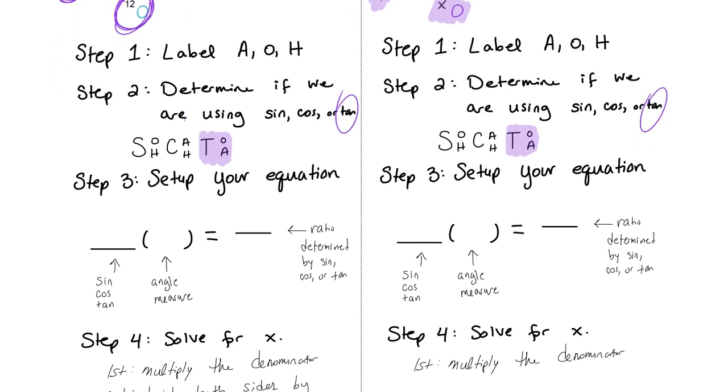So when I set up the ratio, I know tangent of 63 degrees is equal to the opposite, 12, over the adjacent, which is x. However, for my other ratio, it's still tangent of 63, that hasn't changed, but now it is x over 6.1.